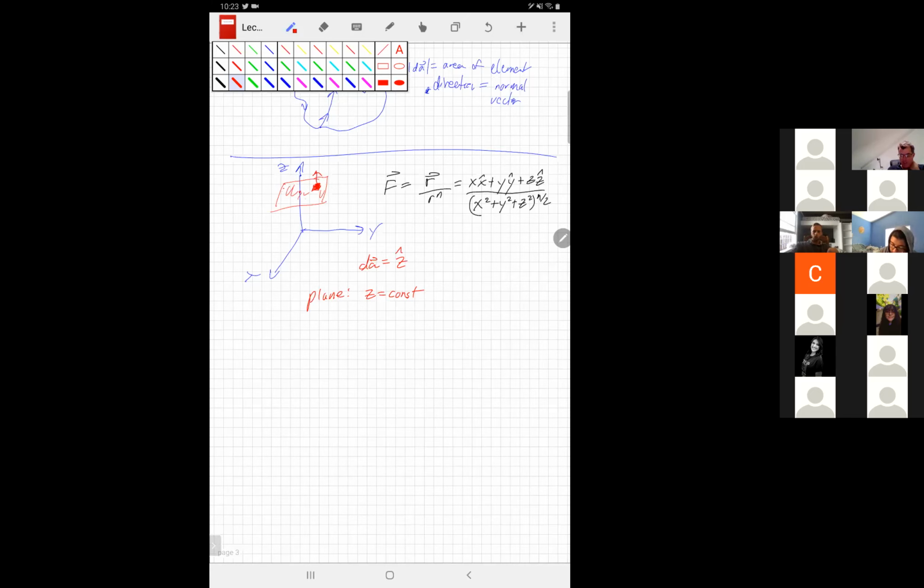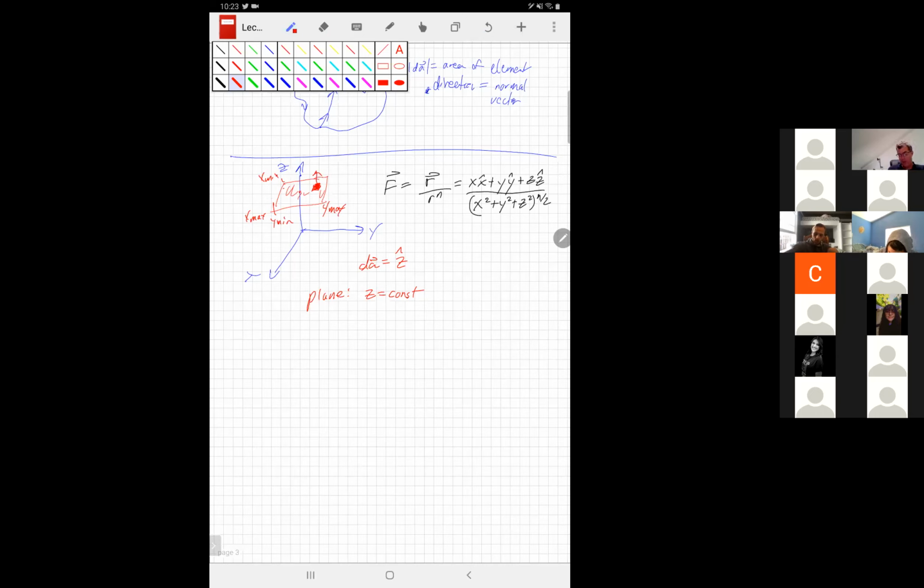Now, I'm going to be integrating in this plane. So I'm going to be integrating from x min over here to x max. And I'll be integrating from y min to y max.